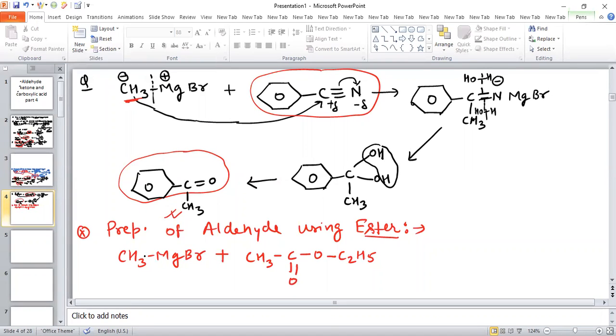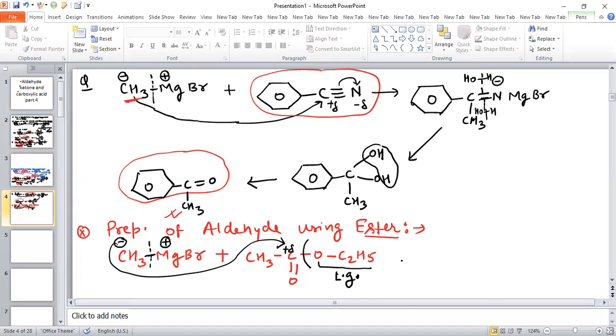You can see this carbon having negative charge and this magnesium having positive charge. Now you can see this carbon having partial positive charge. So this CH3 minus basically attacks on this carbon atom. When this attacks, this leaving group is removed. So this is basically the leaving group.